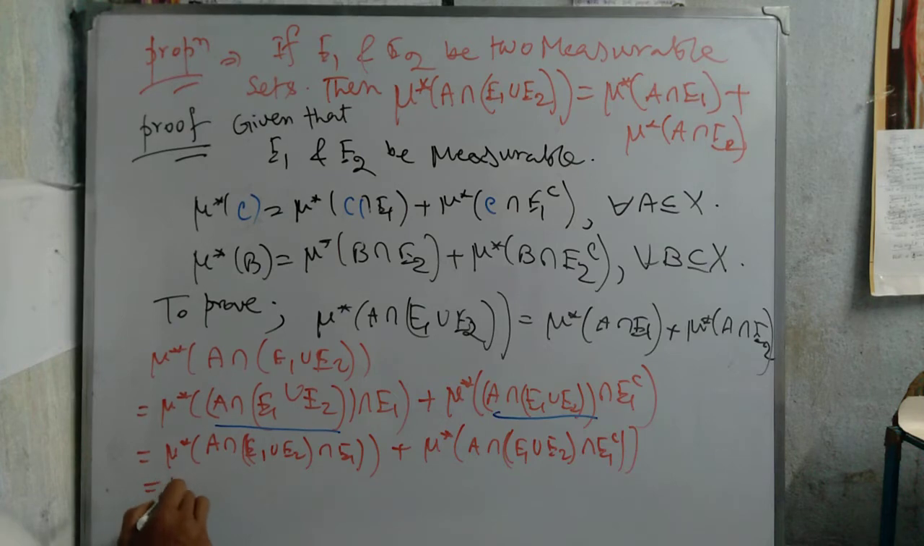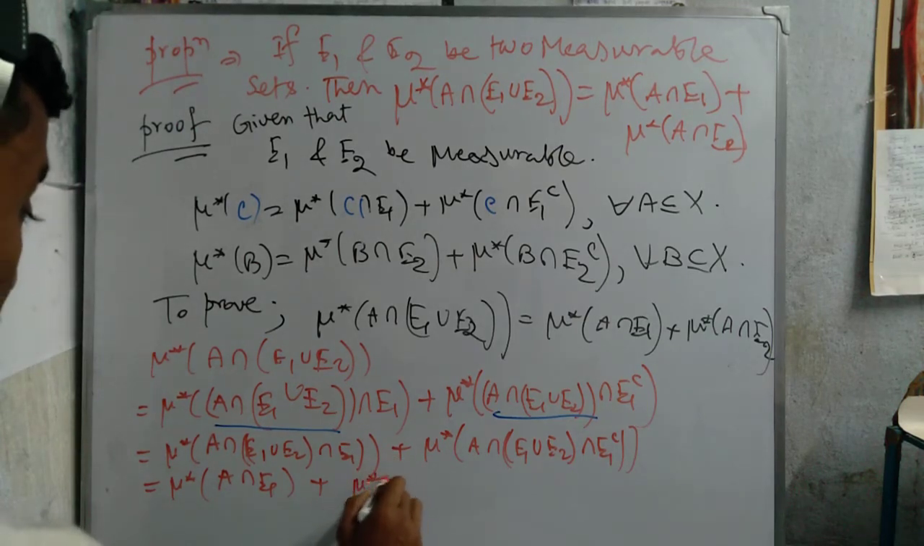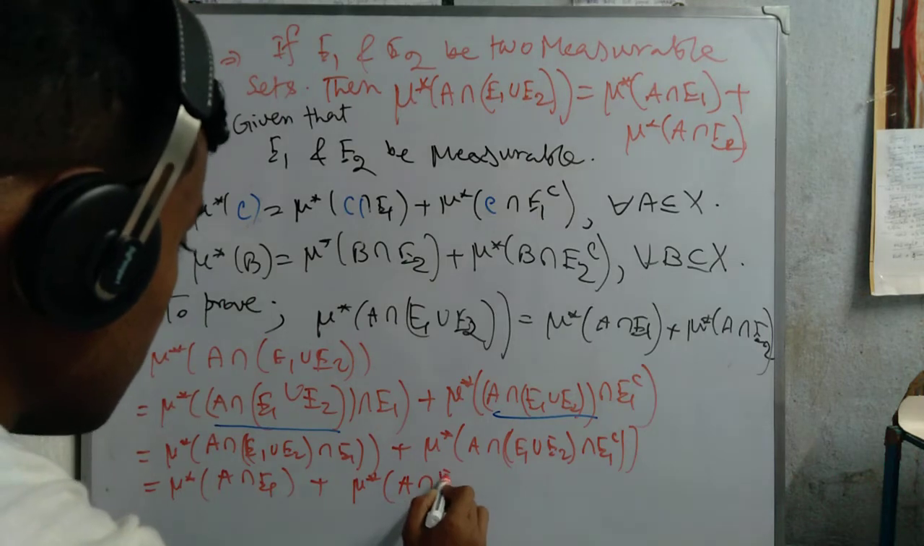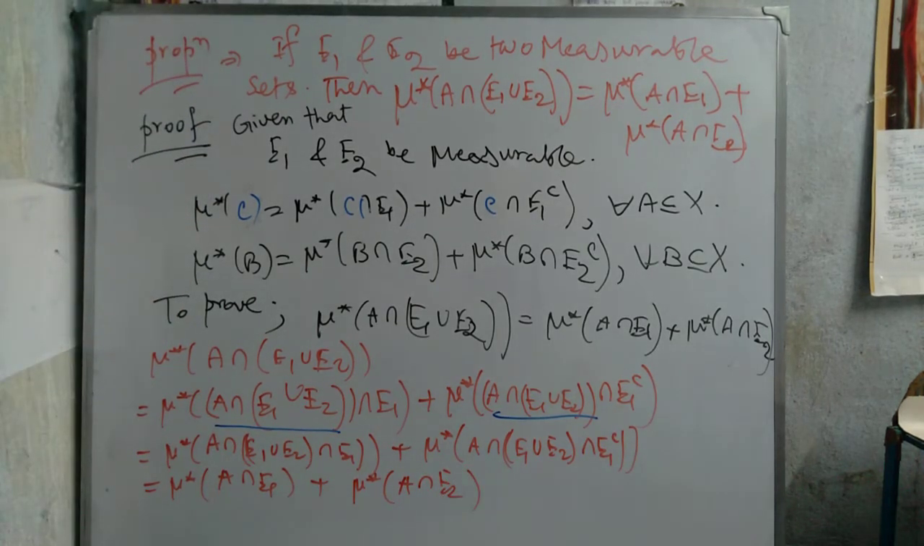So what happened now? (E1 union E2) intersection E1 equals what? We all know about that, this one is just E1. Here, (E1 union E2) intersection E1 complement, what happened? Obviously this one is A intersection E2. Understand or not? Any problem here? Not a problem at all. So I have done it.